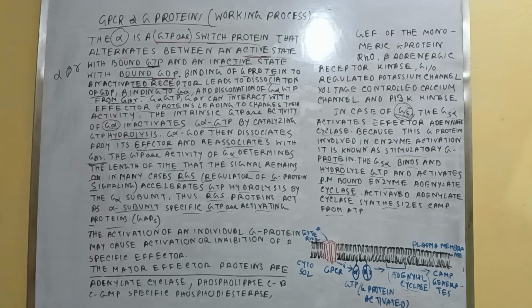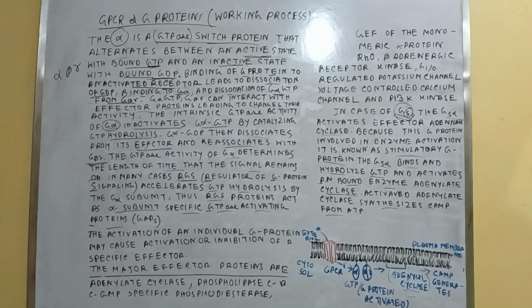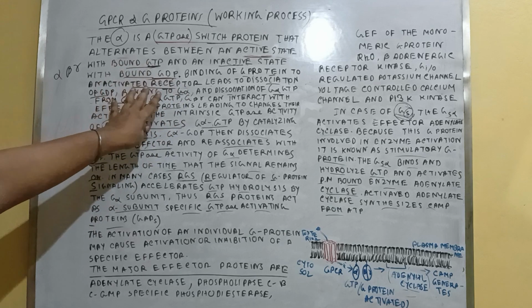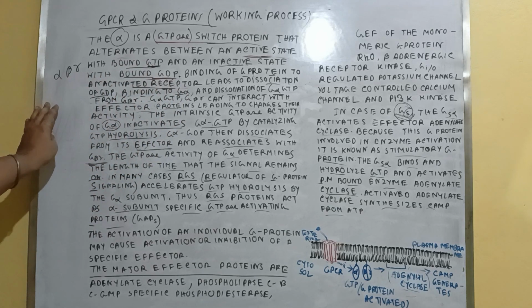So when G protein binds to an activated receptor, what is occurring here? That leads to the dissociation of GDP. When G protein is bound to the receptor, then the GDP that is present in there is dissociated.